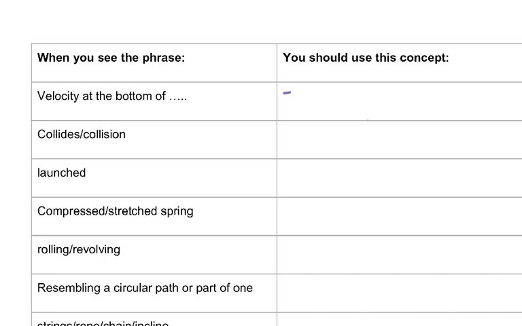So we also talked about the velocity at the bottom of something. That's usually going to be an energy problem. That's going to be the shortcut way to do it. But you could also do it with a combination of forces and kinematics. It's just going to depend on what the situation gives you for information. So, for example, if it's a projectile and you're looking for the velocity at the top of the path or the bottom, then it's probably just a kinematics problem.